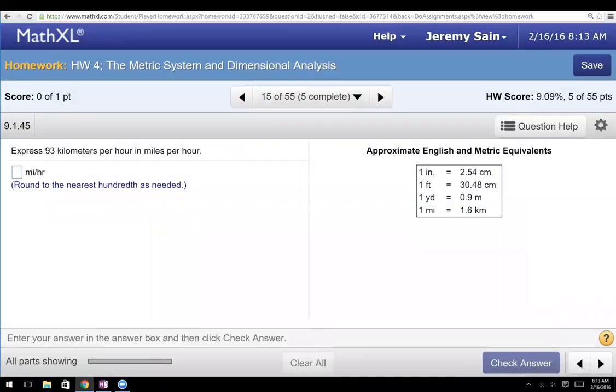Now is where it gets a little bit trickier because we're having to convert two things. We're having to convert miles to kilometers, and we're having to convert, actually, no, we're not. They're both in hours, aren't they?